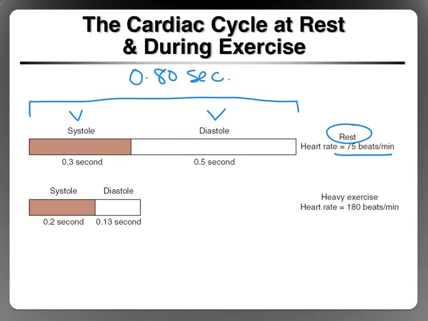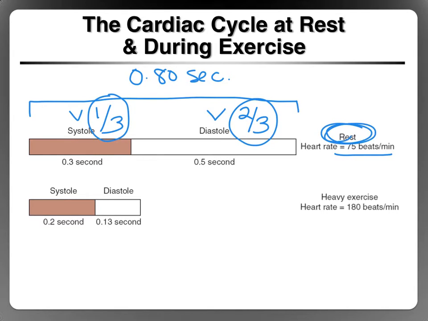Therefore, at rest, 2/3 of the cardiac cycle consists of the ventricles being at rest, and therefore the other third is the ventricles contracting. Okay, so 2/3 of the time the atria are working, 1/3 of the time the atria are relaxing. Vice versa for the ventricles. This 1/3, 2/3 number is only true at rest.